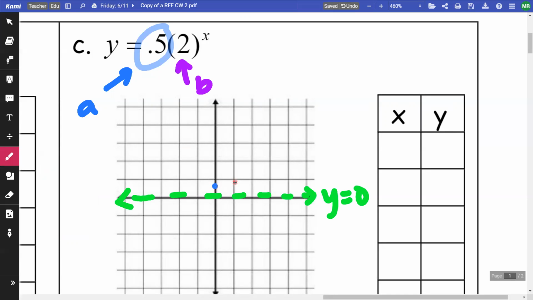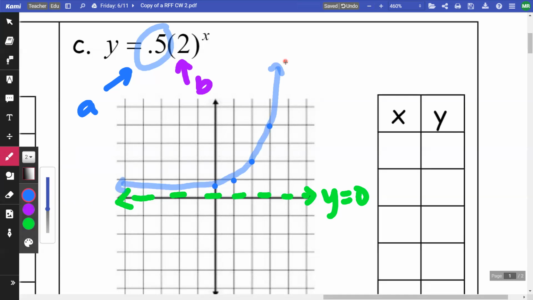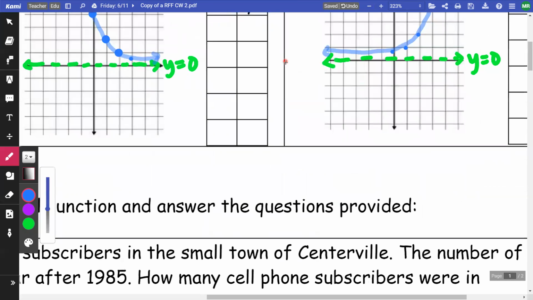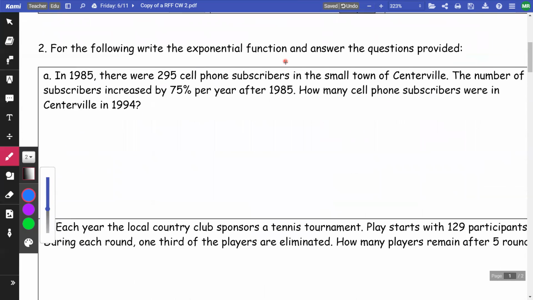So when I double 1/2, I get 1. When I double 1, I get 2. So I'm 2 above, and then I double that. That's going to be 4, and then 8, and so on. And let me draw my curve. This is an increasing curve, and that is my exponential graph. Again, you can use a table if you prefer.